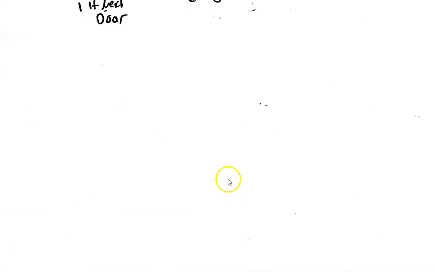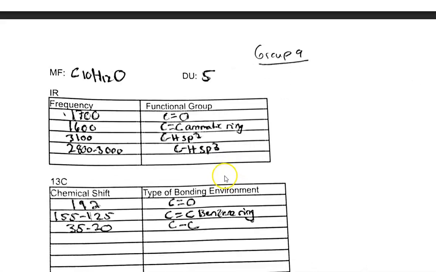If I scroll down here, it makes it easier to look at the chart for these first two. So going back, you can see for the IR spectrum, just like I mentioned here. And then for the carbon NMR, you can see the chemical shift at 192, the C double bond to the O. The 155 to 125 is the carbon double bond to carbon of the benzene ring, and then the 35 to 20 is the single bonded carbon to carbon.